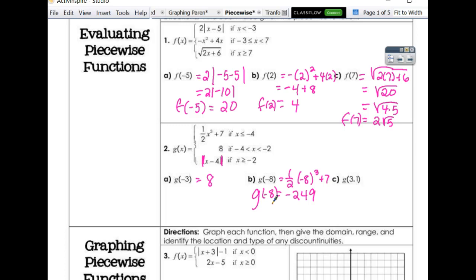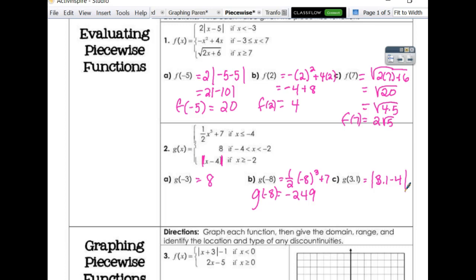What's negative 3? What does it equal? Negative 3 falls right here between negative 4 and negative 2. So this one is the one you choose. So for the last one, G of 3.1, which one do you choose? The last one. So that gives you 3.1 minus 4.